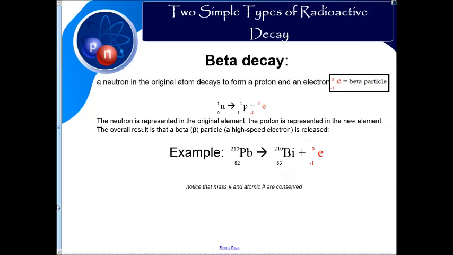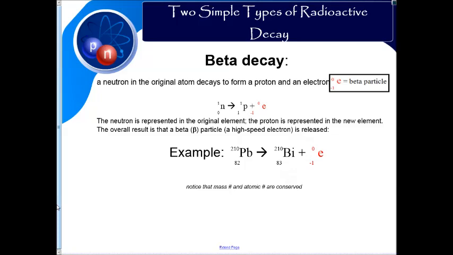Okay, our second type of decay is beta decay. That is what happens when a neutron in the original atom decays to form a proton and an electron. We call that electron a beta particle, and its symbol looks like that. Now, the neutron is represented in the original element. The proton is represented in the new element. So you will see a switch from one side of your equation to the other.